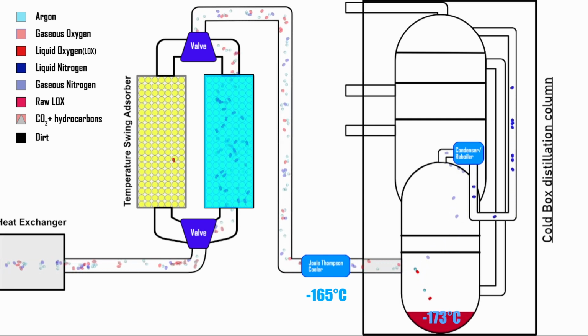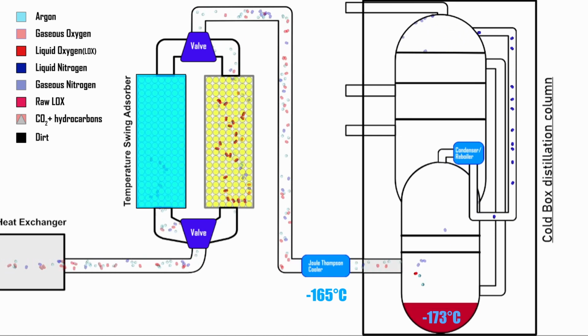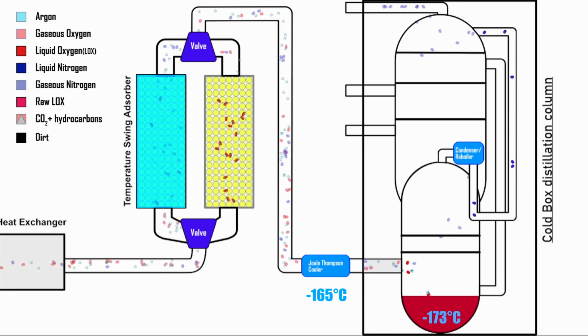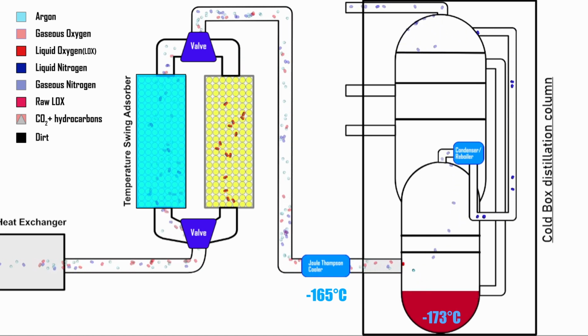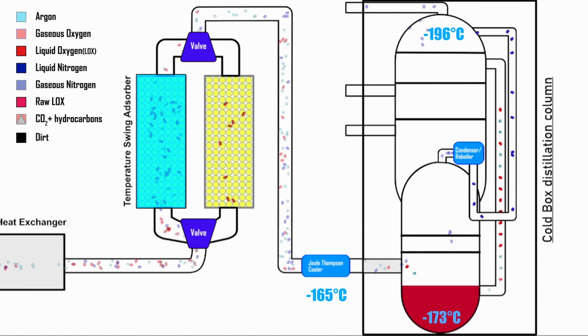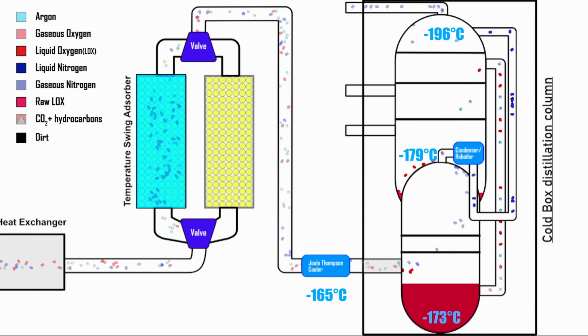Gaseous nitrogen is available for collection at the top of the chamber. It's also passed through a reboiler condenser that turns the gaseous nitrogen into liquid. This liquid is fed to the upper low pressure chamber. There, it cools the top of the chamber to minus 196 degrees Celsius. When we then introduce the crude liquid oxygen, it will flow to the bottom of the low pressure chamber, which is at a higher temperature of minus 179 degrees Celsius.